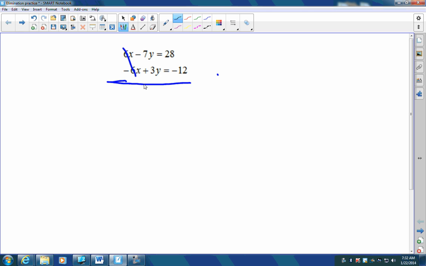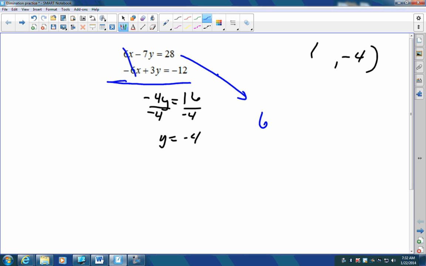I come up with negative 7 plus 3, which is negative 4y, equals 28 minus 12, which gives you 16. Divide by negative 4, y equals negative 4. Now, choose one of the two original equations. So I'm going to have 6x minus 7y equals 28. We know that y is negative 4.